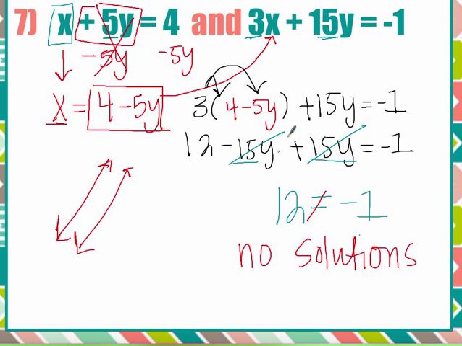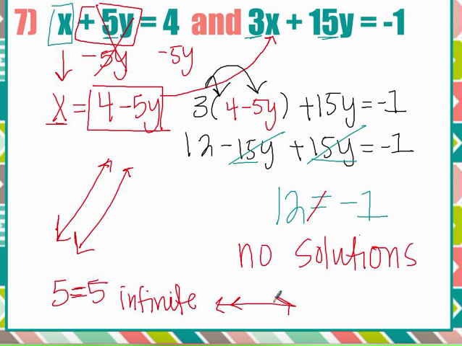If this had happened and our variables canceled out and we had something like 5 equals 5, that would mean that it's a true statement, and that would be infinite solutions. And when it's infinite solutions, it means it's the same line graphed on top of itself. It comes out to really be the same equation in the end. So that was a what-if scenario. The answer to our actual number 7 is that it was false, it was no solutions, which meant it was parallel.